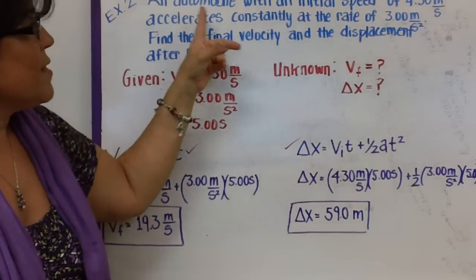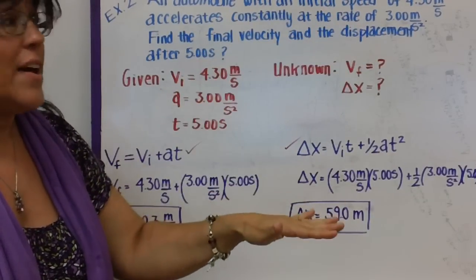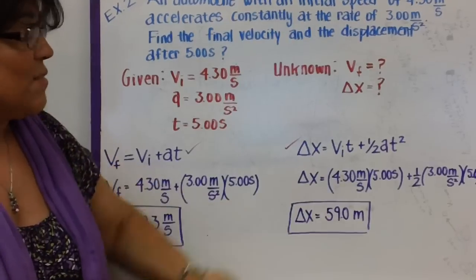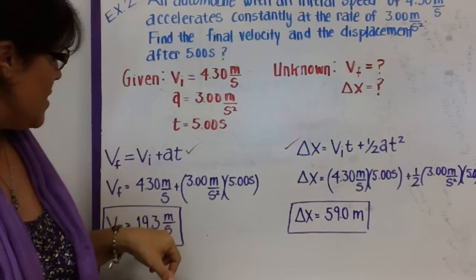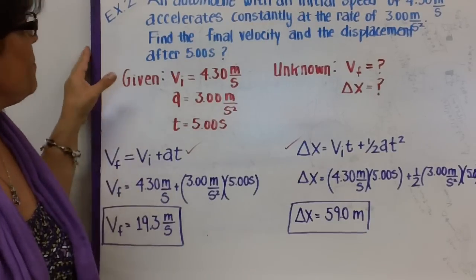So this means that this car, starting at 4.3 meters per second, is getting faster and faster. For 5 seconds, it's gone 59 meters. And the velocity at that 59 meters is 19.3 meters per second.